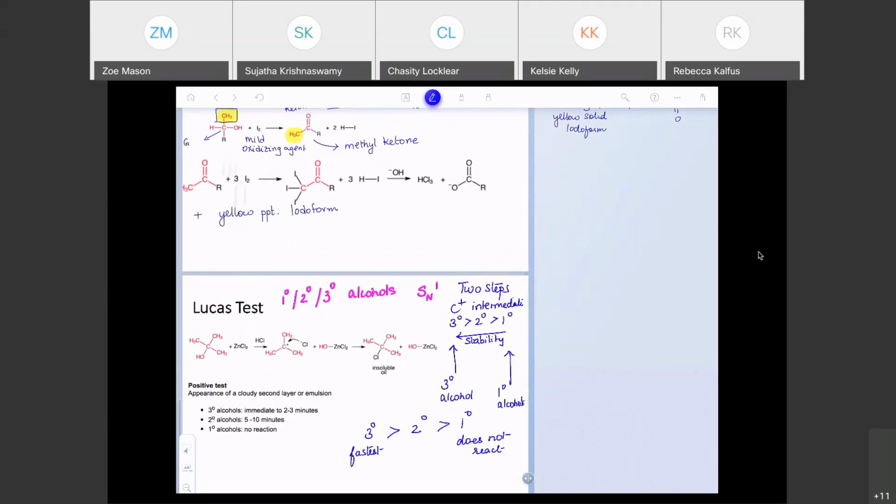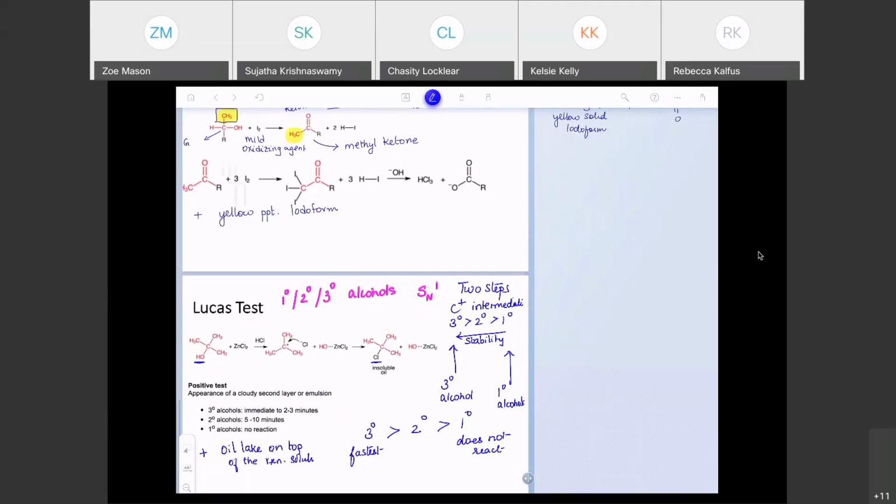Now the reaction itself is simply a substitution reaction. So you replace the hydroxyl with the chlorine. So the positive test is, there are 2 kinds of positive tests you can get. One is an oil layer on top of the reaction solution.